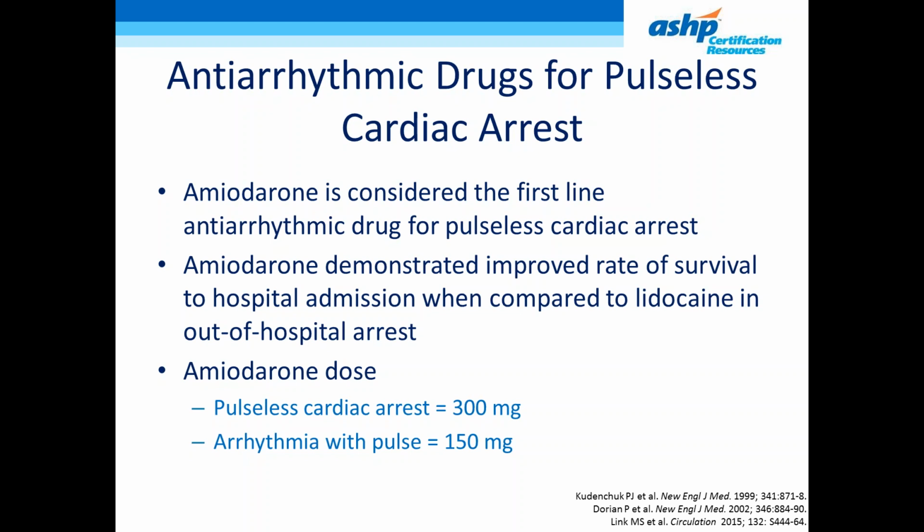Now, the recommended dose for amiodarone is dependent on whether or not the patient has a pulse. If the patient is experiencing pulseless cardiac arrest, so again, ventricular fibrillation or pulseless ventricular tachycardia, the recommended dose is 300 milligrams IV. If you're treating a patient with an arrhythmia that still has a pulse, so for example, atrial fibrillation with a rapid ventricular response, then the recommended dose is 150 milligrams IV.